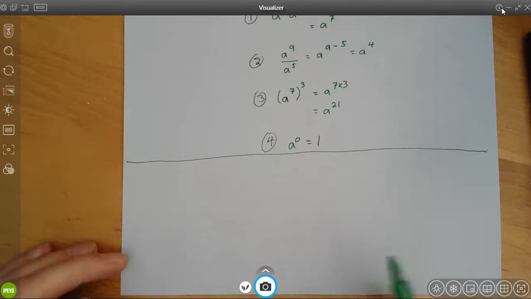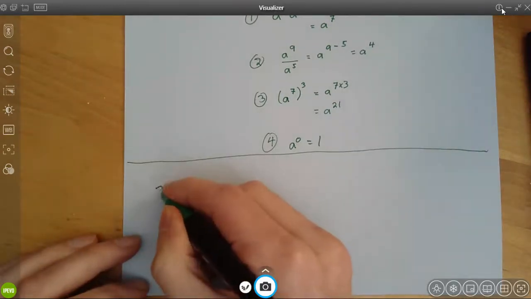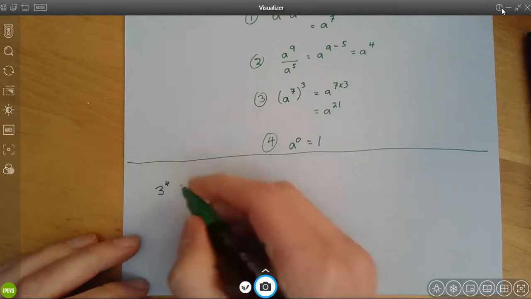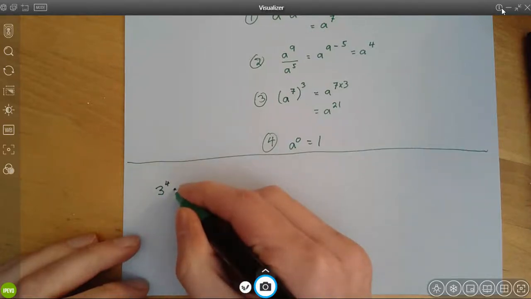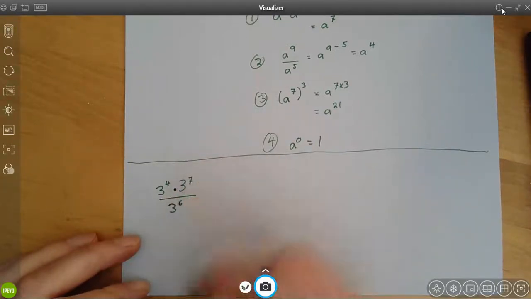And so the idea here, they'll often ask you to simplify something to a single power and then evaluate. So I want to talk about what that means. Let's look at an example. 3 to the power of 4 times 3 to the power of 7 divided by 3 to the power of 6.